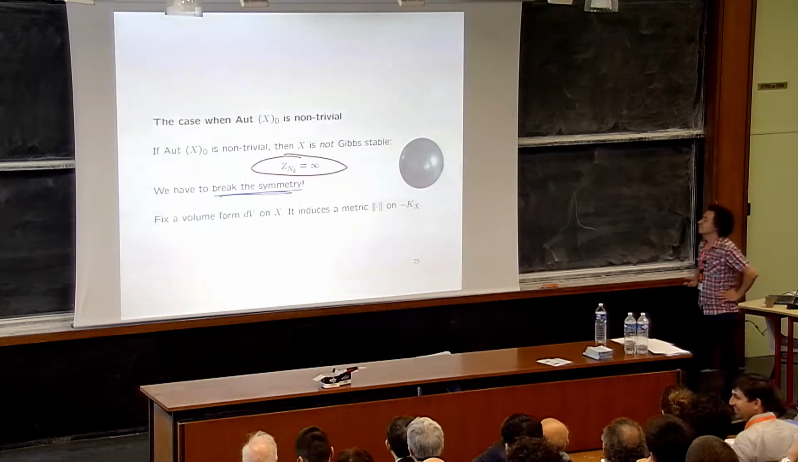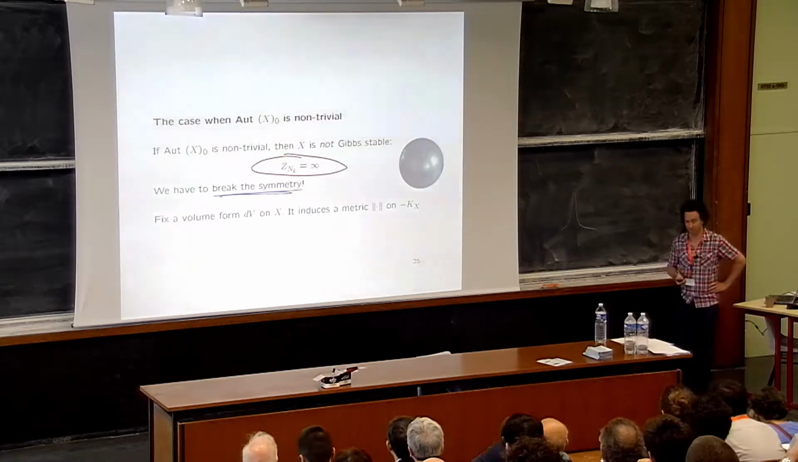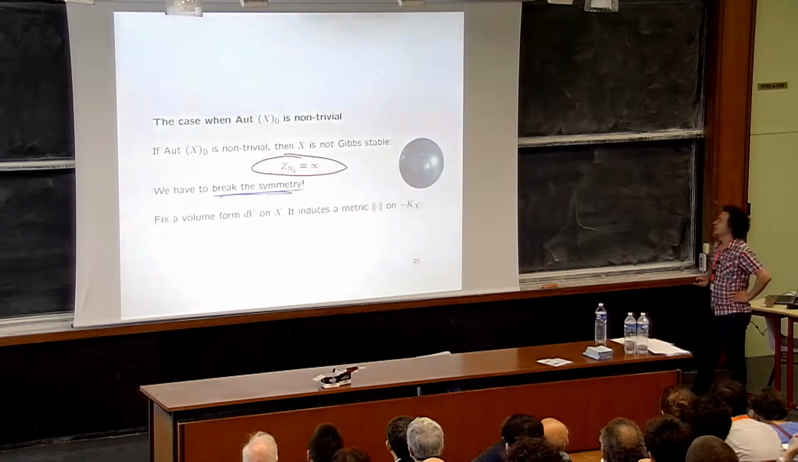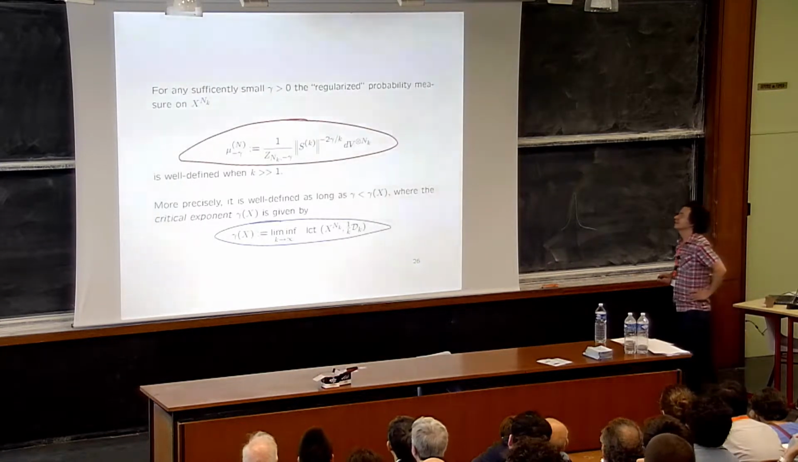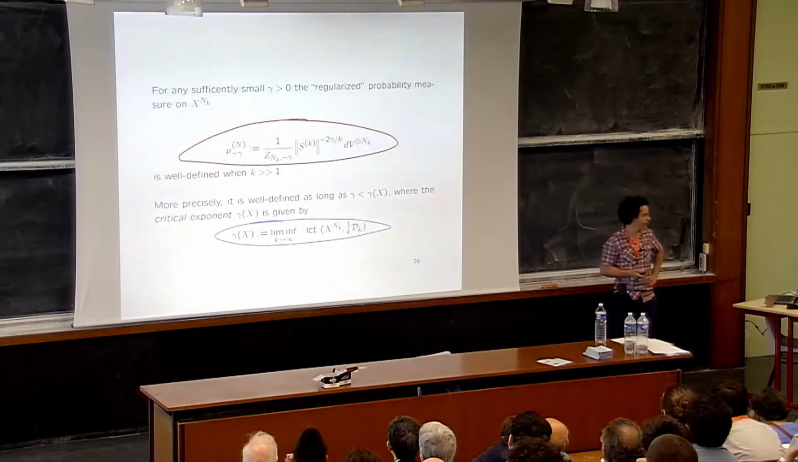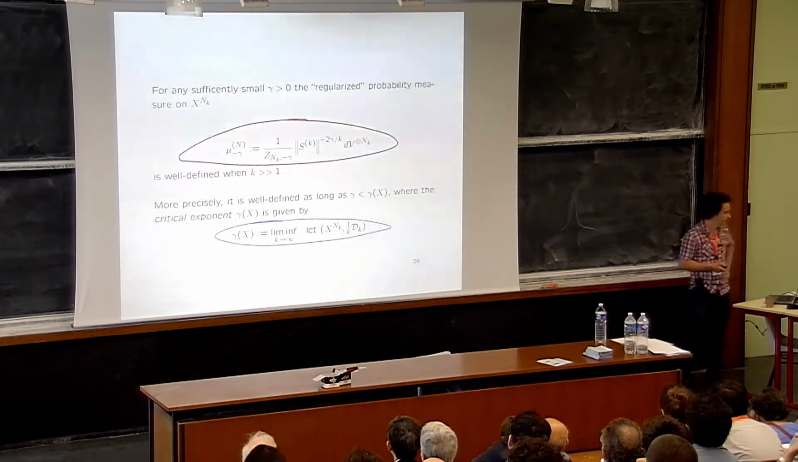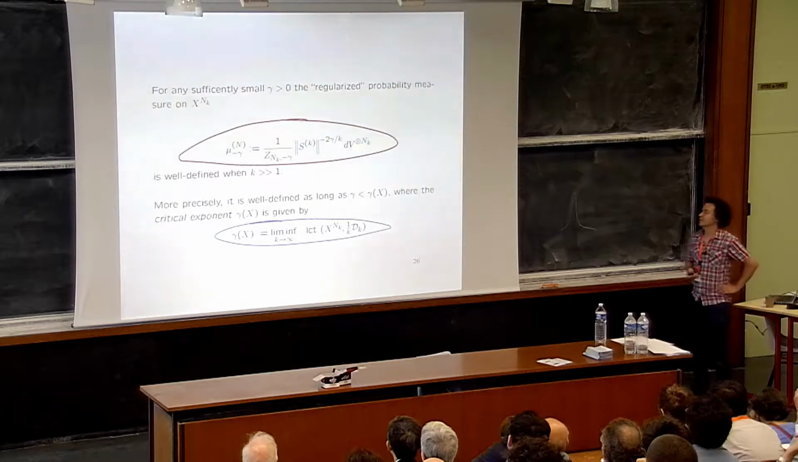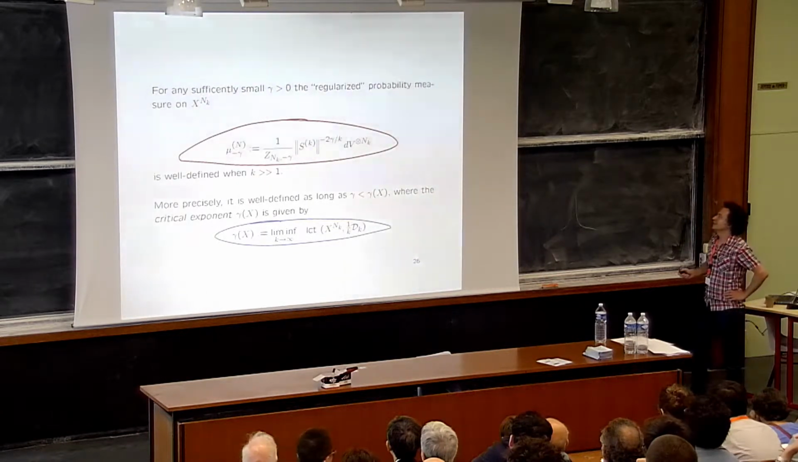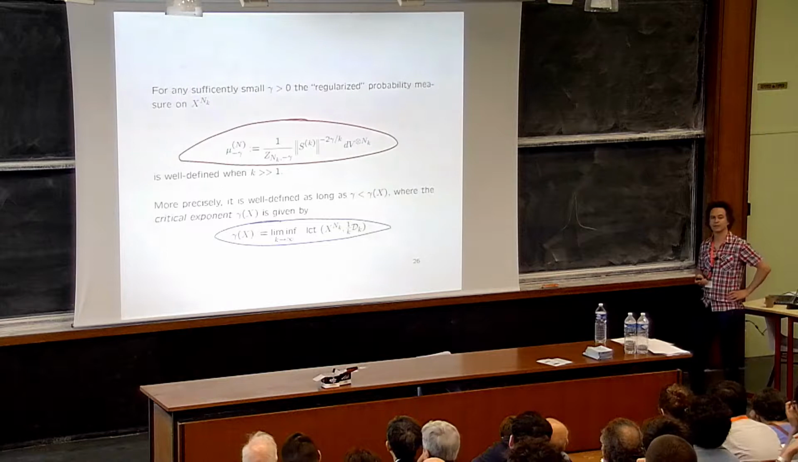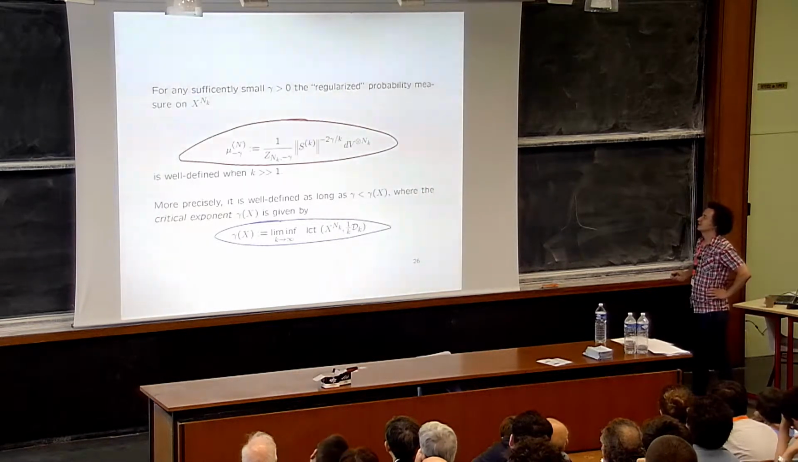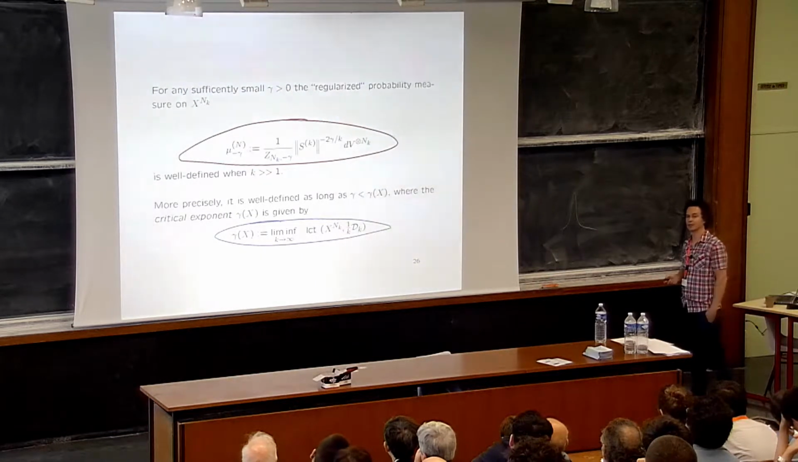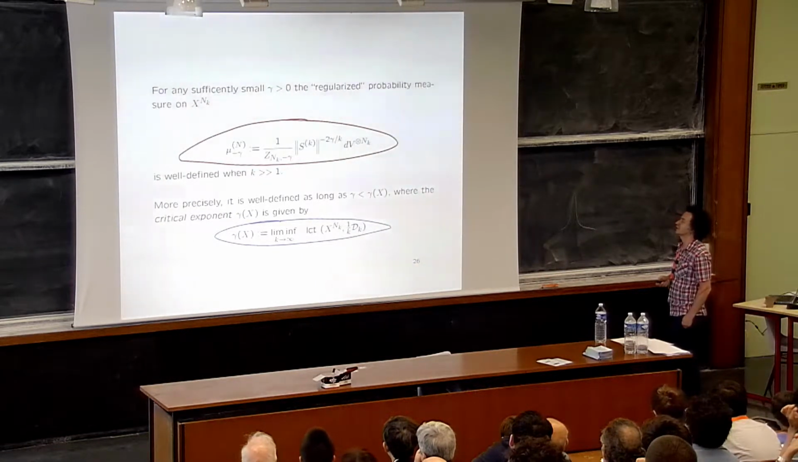So what we need to do is to break this huge symmetry. We break it by fixing some background volume form, which induces a metric on the anti-canonical line bundle. And then I'm going to do a regularization. For some sufficiently small positive number gamma, I look at these regularized probability measures. If gamma is really, really small, it's not hard to see that this will converge. It will be a finite, well-defined object.